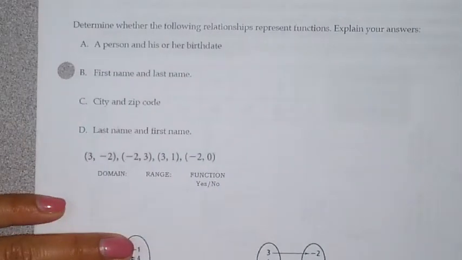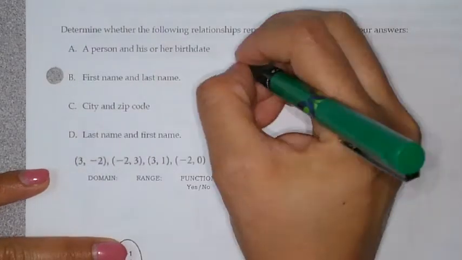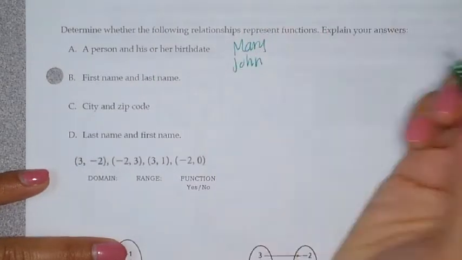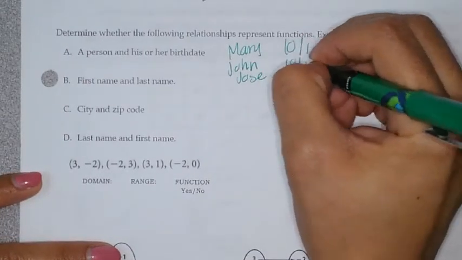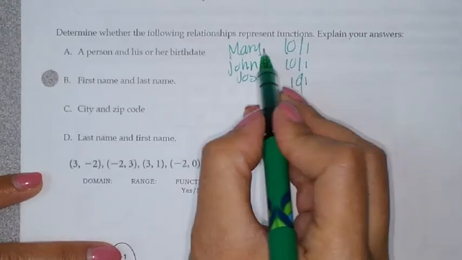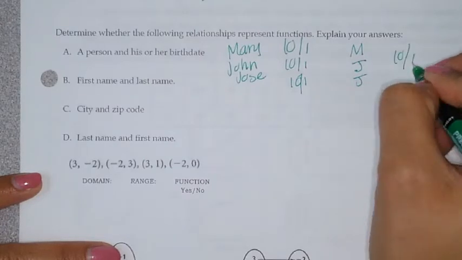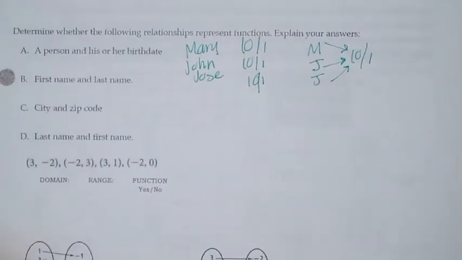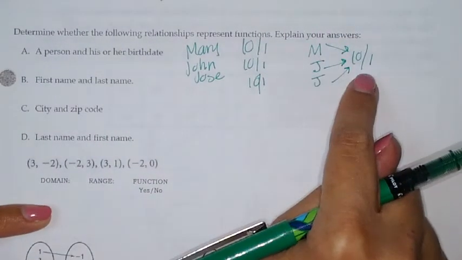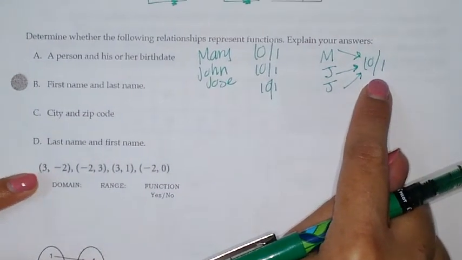Now we have real life situations and we have to determine a person and his or her birth date. So here many people, let's say Mary and John and Jose, have the same birthday. Let's say October 1st is their birthday. So all of them, if this were a mapping, Mary, John, and Jose, would all point to 10-1. So several people can have the same birthday, which means that this could be a function.